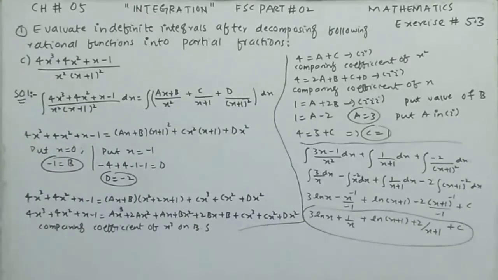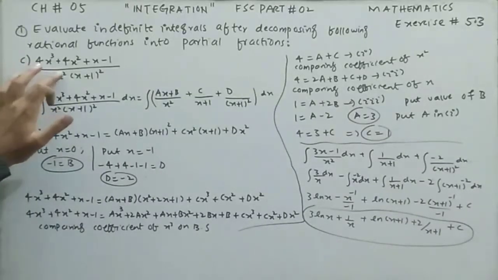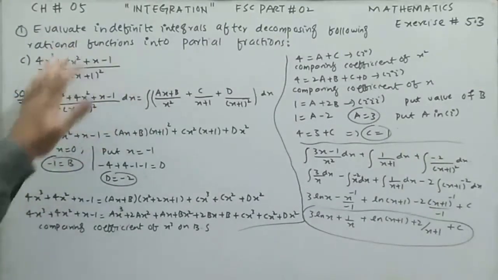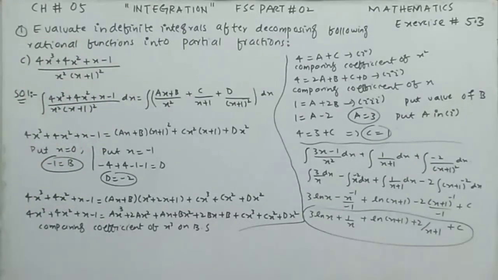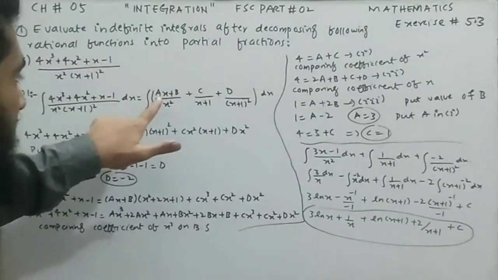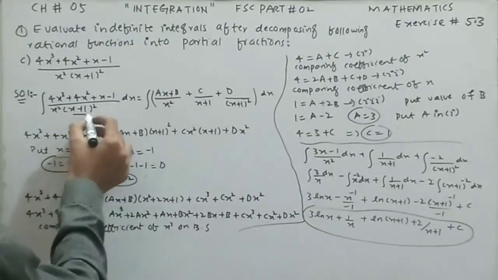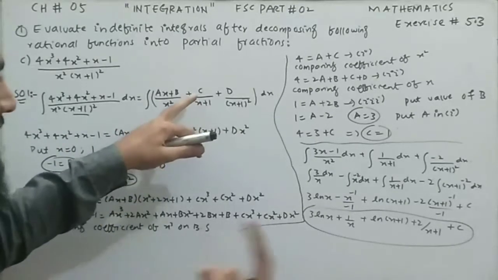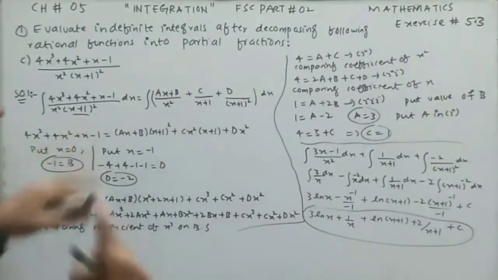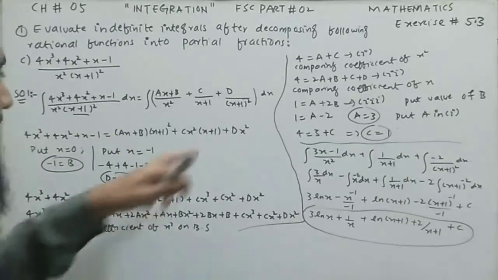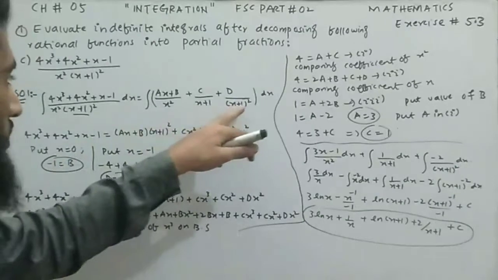Now move to the next part, part number c. It tells that (4x cubed plus 4x squared plus x minus 1) divided by x squared into (x plus 1) whole squared. Integrate this fraction. So over here x squared is actually a repeated factor, so it means that the solution must have 2 constants. So we will write (ax plus b) divided by x squared. Now over here this x plus 1 is a linear factor, so we will write a single constant c divided by x plus 1. But remember one thing, over here we have whole squared, so we will write again another constant, so d divided by (x plus 1) whole squared, into dx.